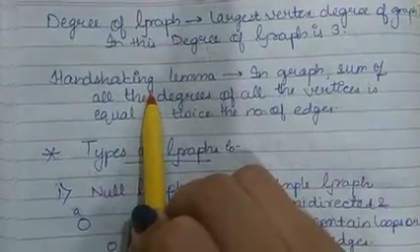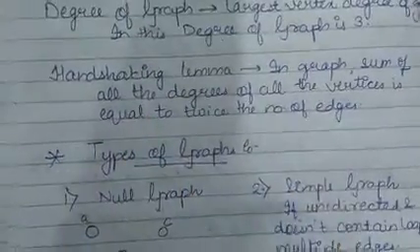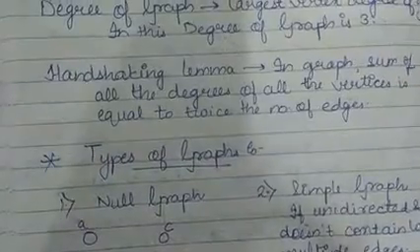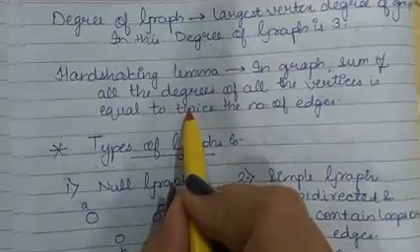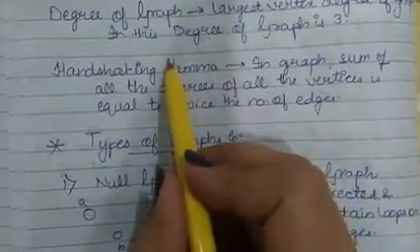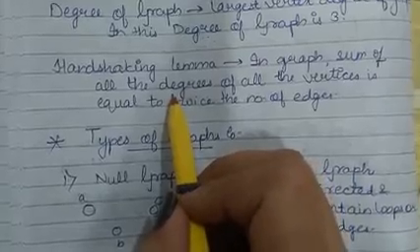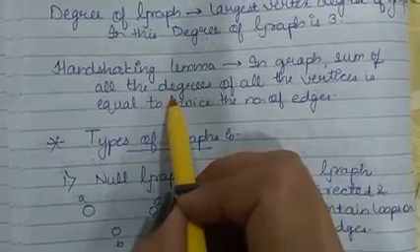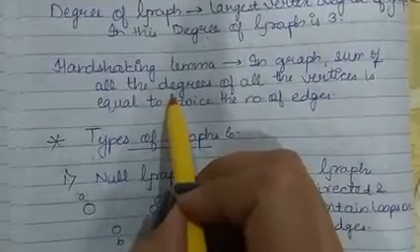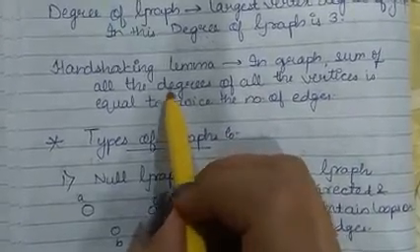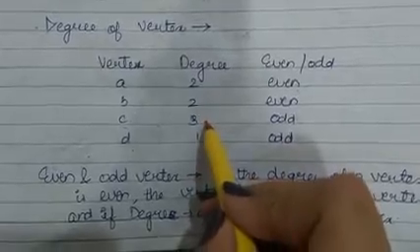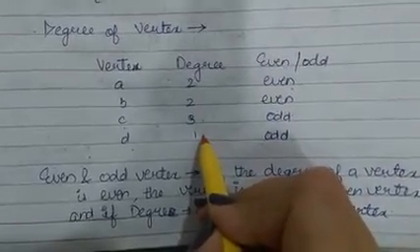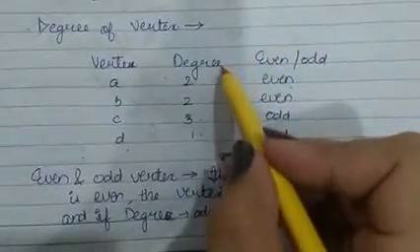And then we have the handshaking lemma. What does the handshaking lemma say? The handshaking lemma says that in a graph, the sum of the degrees of all the vertices is equal to twice the number of edges. That means if we add all the degrees and the total equals double the number of edges, then we can say this satisfies the property of the handshaking lemma. How can we check this? We have 2 plus 2 is 4, 4 plus 3 is 7, 7 plus 1 is 8, so the degree sum is 8, whereas the number of edges was 4.